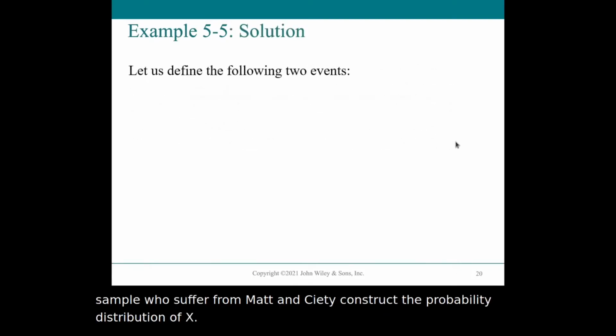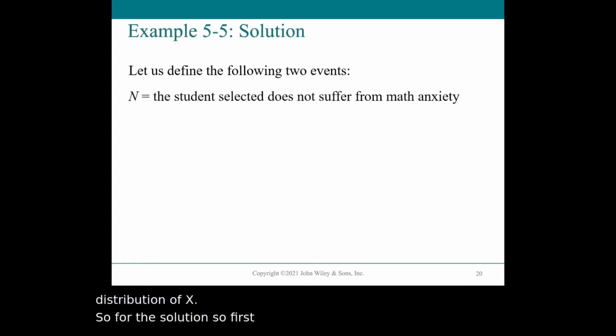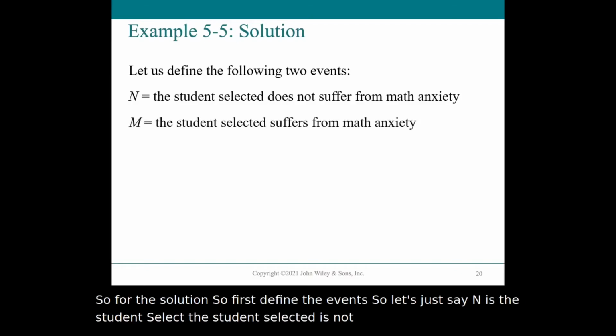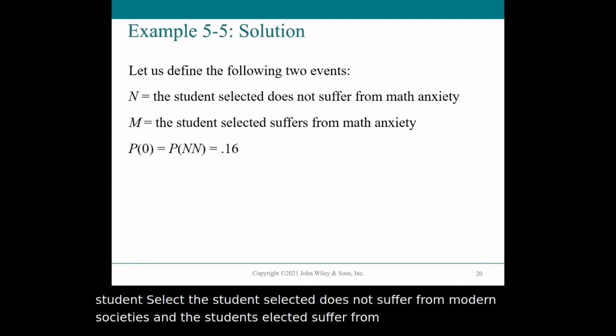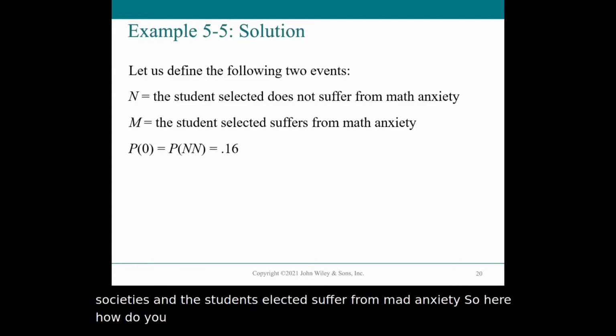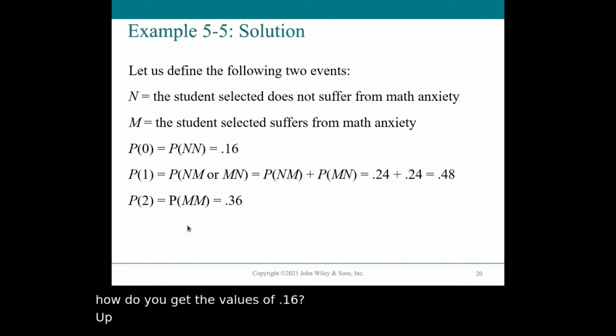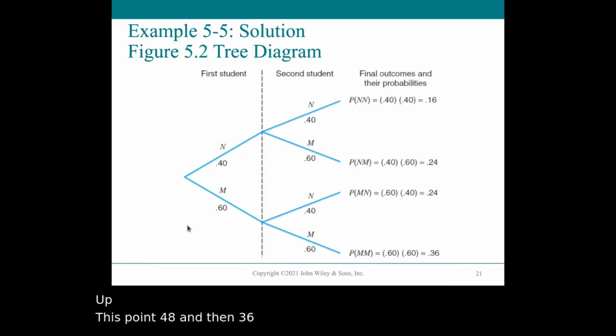For the solution, first define the events. Let's say N is the student selected does not suffer from math anxiety, and M is the student selected suffers from math anxiety. So here, how do you get the values of 0.16, 0.48, and then 0.36? We can actually look here at the solution diagram.